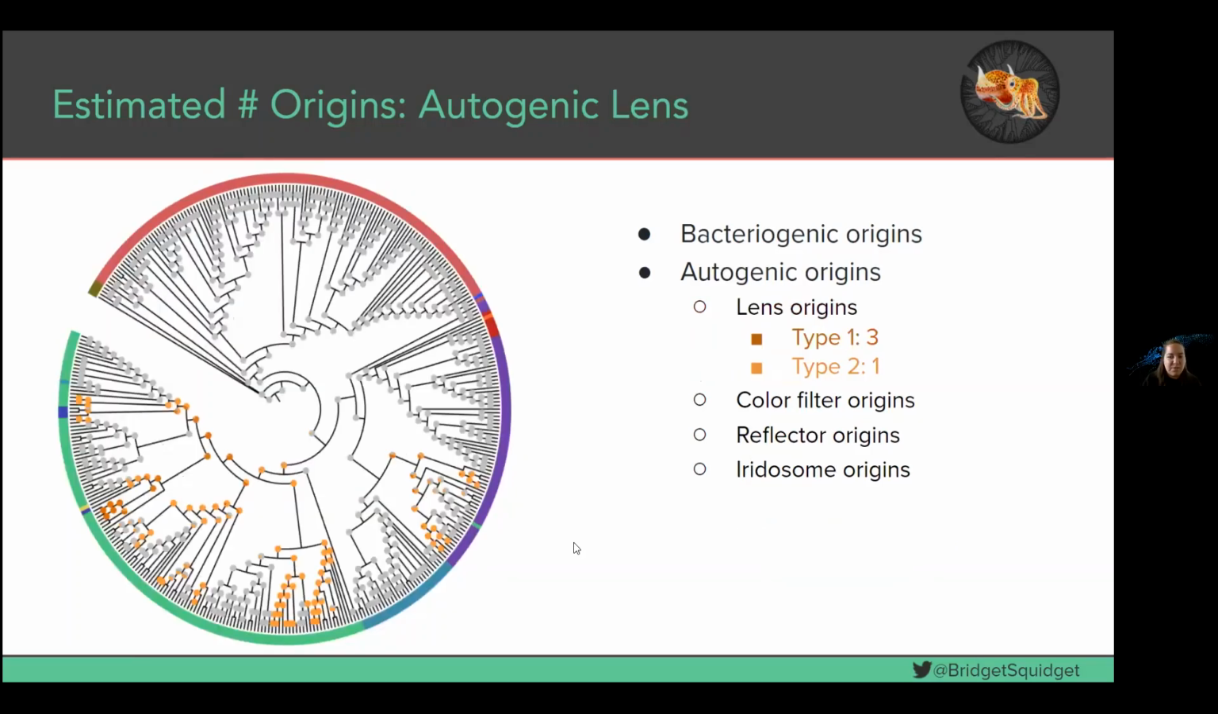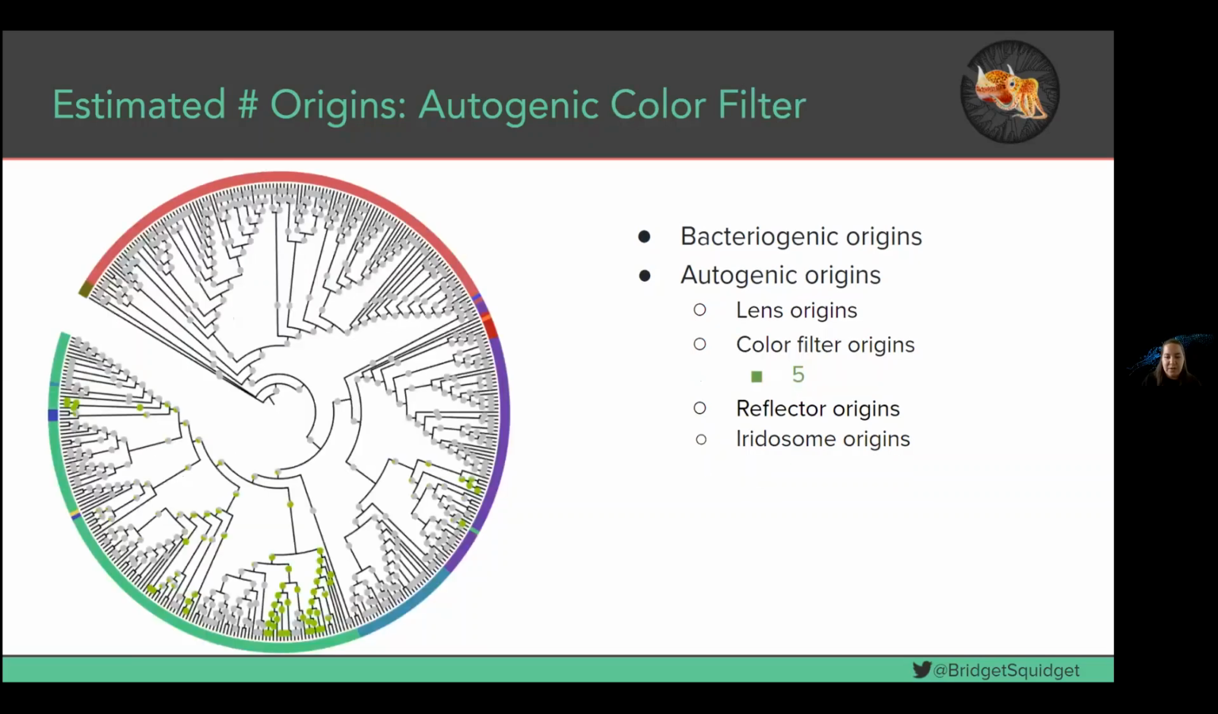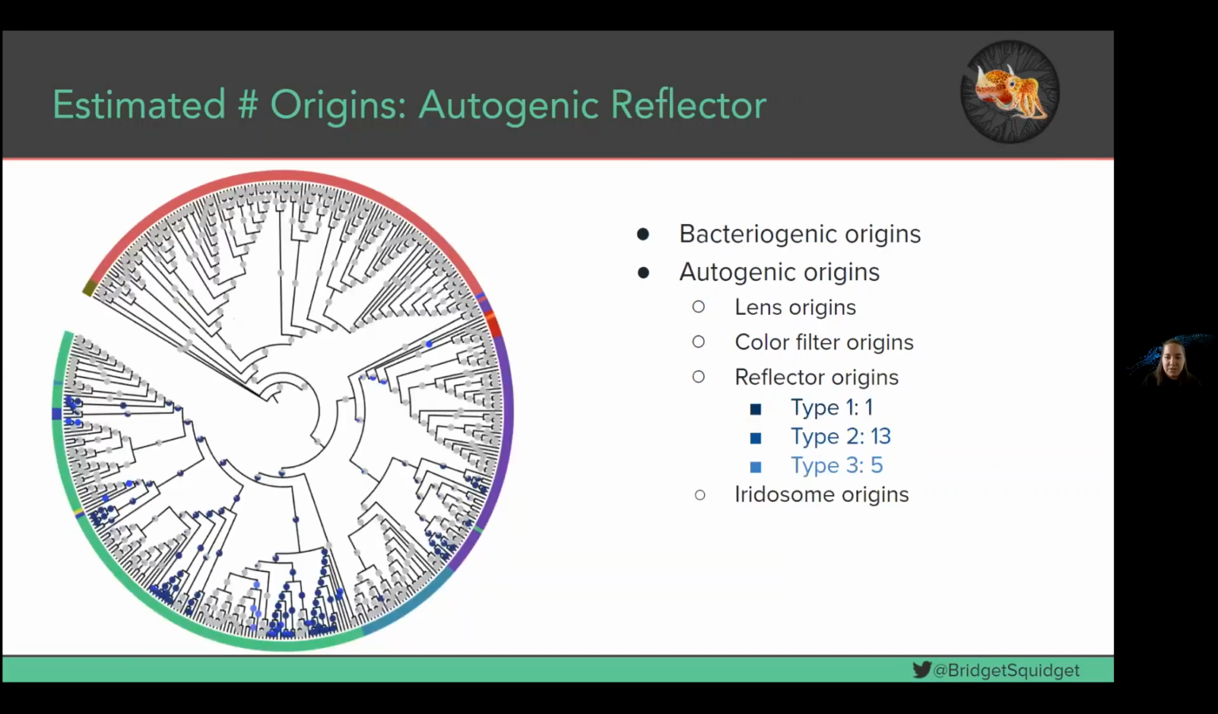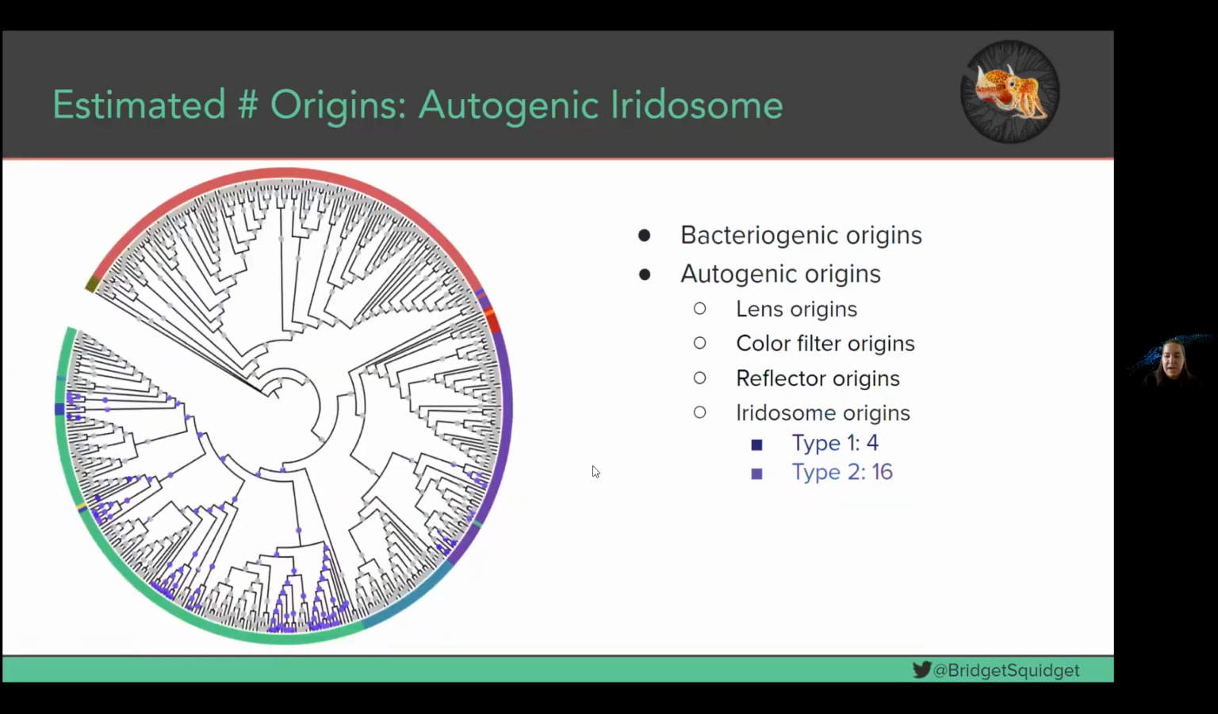For our lenses, we found 3 origins of type 1 and 1 of type 2. Color filter, we found 5. Reflector, we found 1, 13, and 5 origins. Again, we have these oegopsid groups and then some in the sepiids and our Vampiroteuthis. And then for the iridosome, we have 4 origins of type 1 and 16 of type 2, both of which are found in these 2 main groups of origins here.